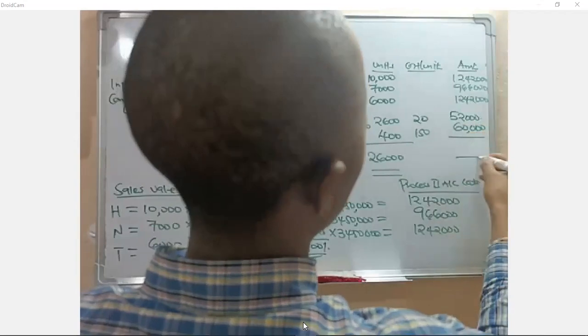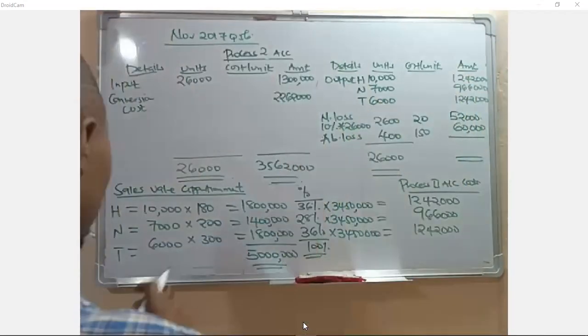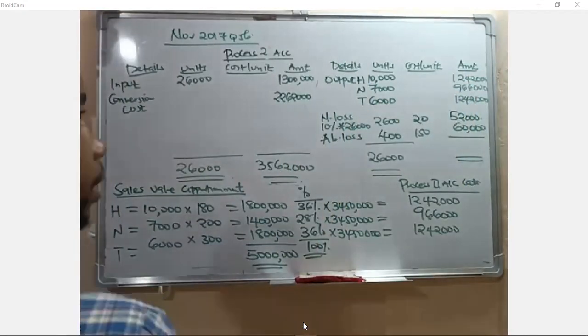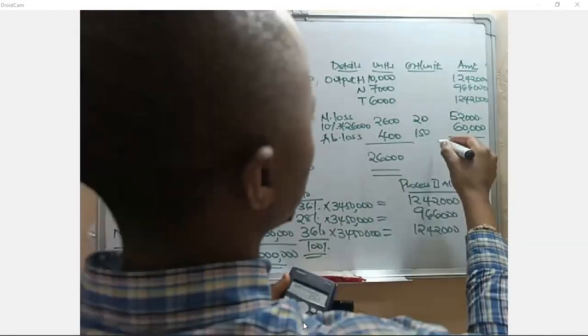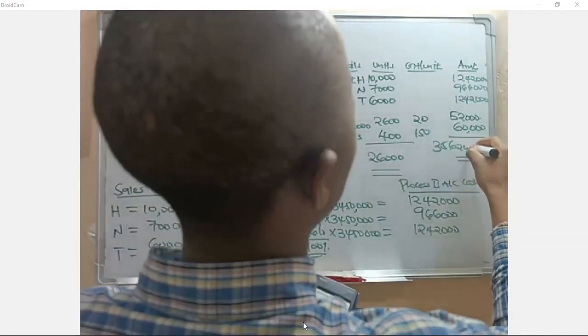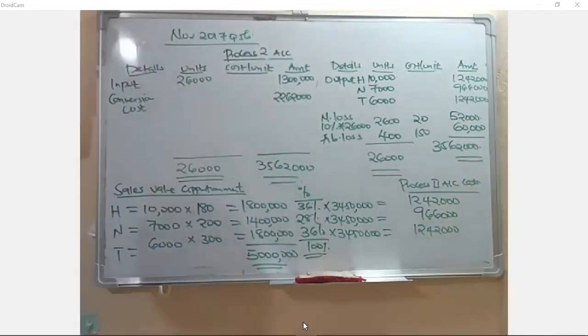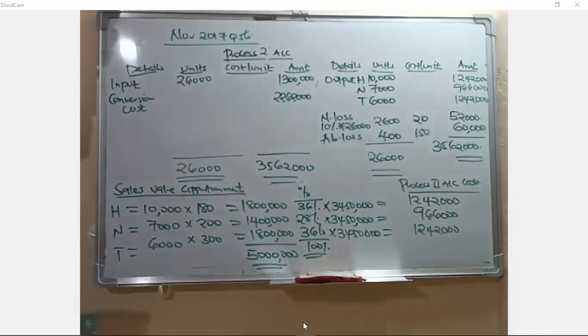How much is your total? So the three I know, they are totaling to 3,450,000, plus 52, plus 60. I'm getting 3,562,000. That is how you normally do when the examiner is asking you to use the sales value apportionment method. That is how you do your calculations.